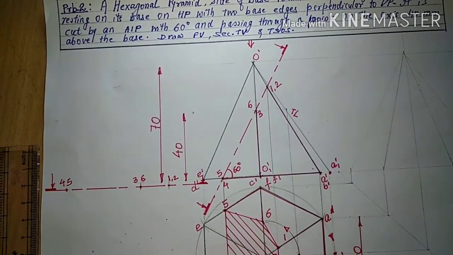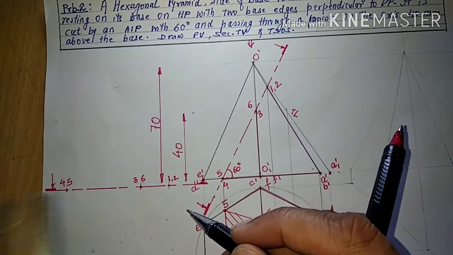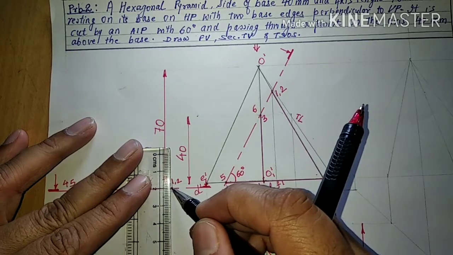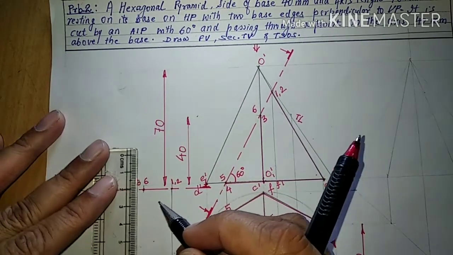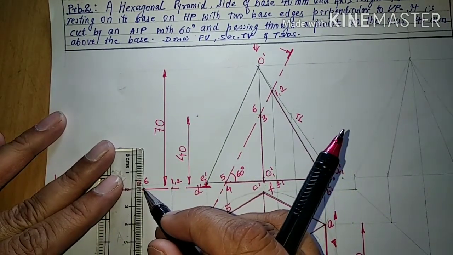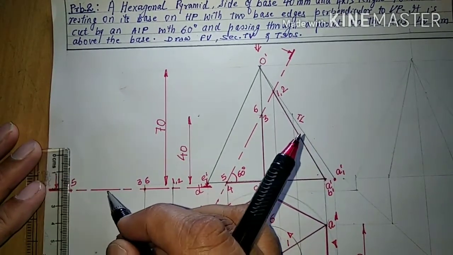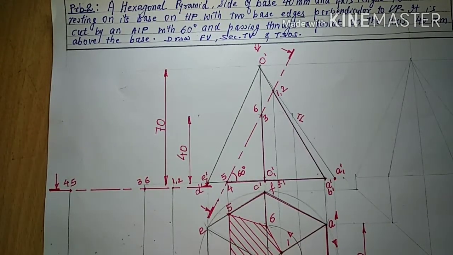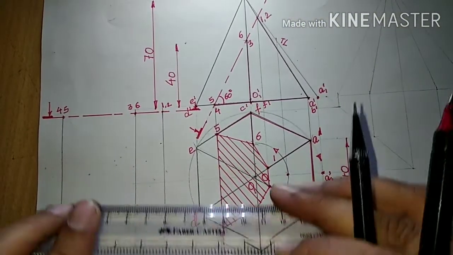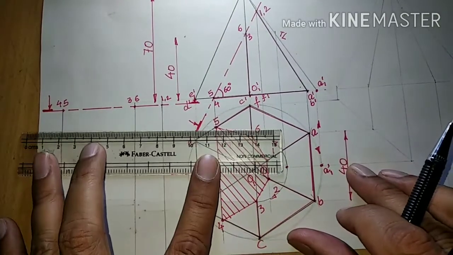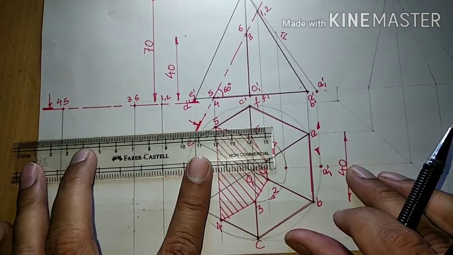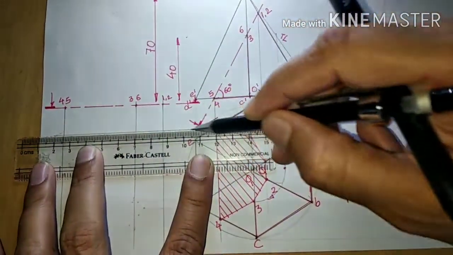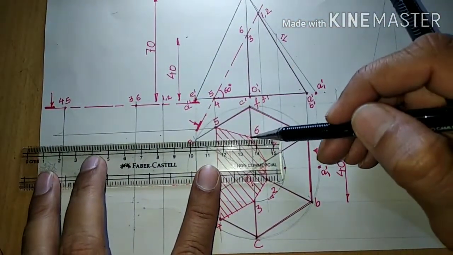Here we'll draw by construction lines. We'll take all these points in downward direction, and from top view we will take all the points towards left hand side. So again we will get a matrix.